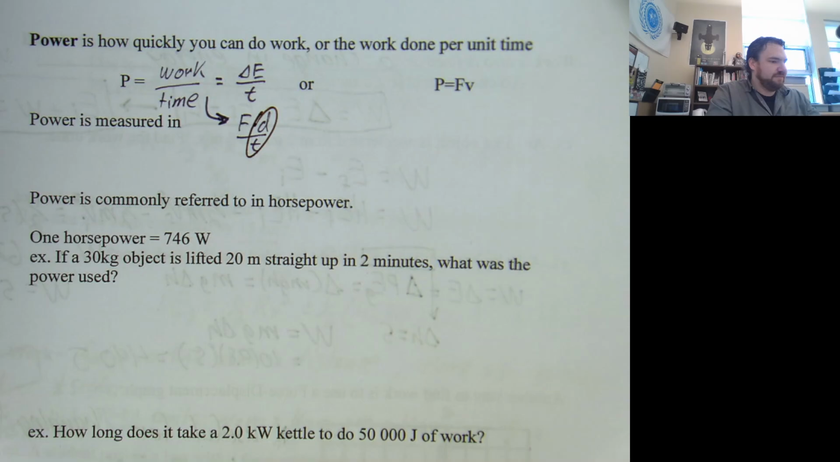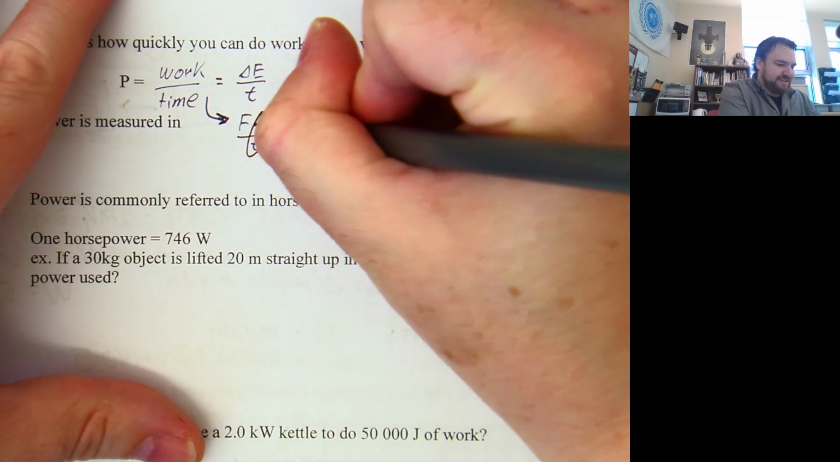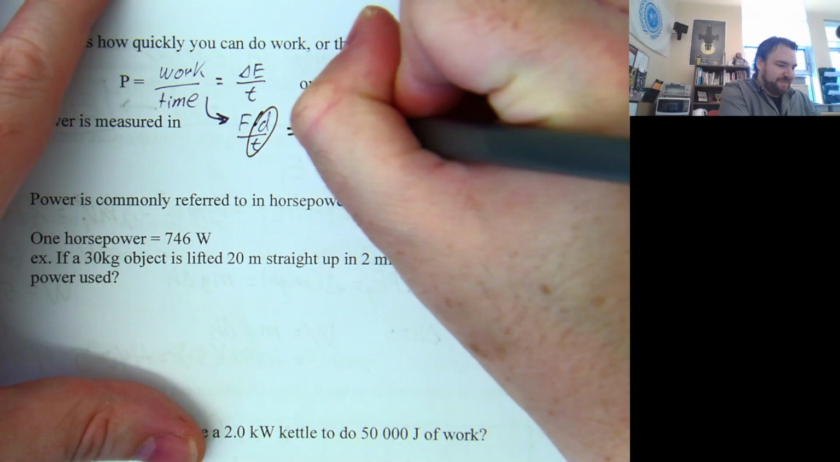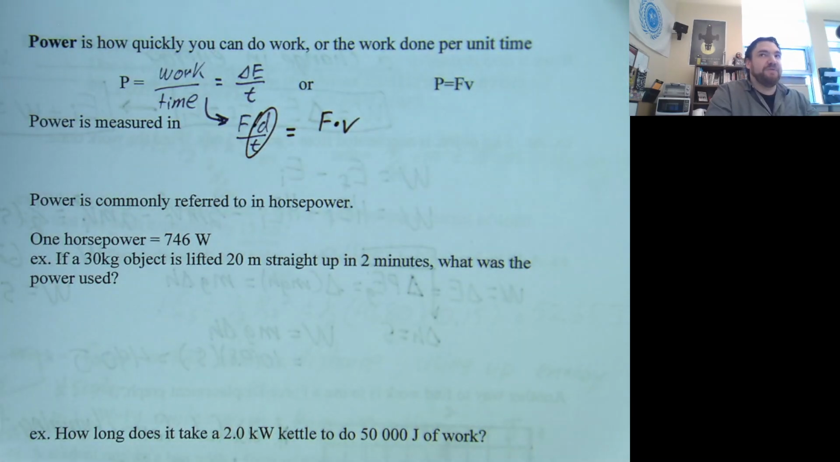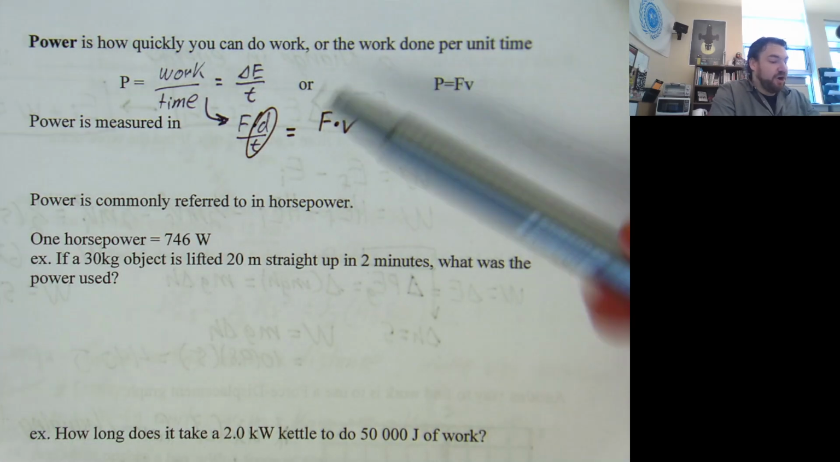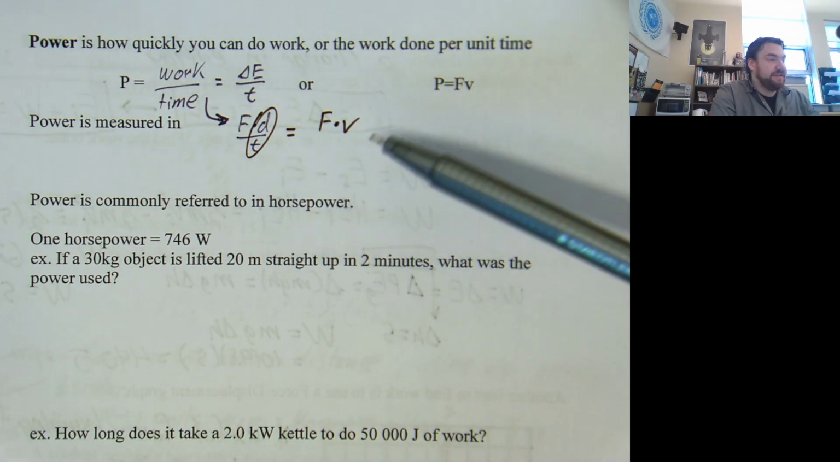It's the velocity. So this is going to equal force times how fast the object's moving, which is kind of a weird way to think about power. But mathematically it works. I'll show you examples of where we use one versus the other. If you recall, d divided by t is equal to v.